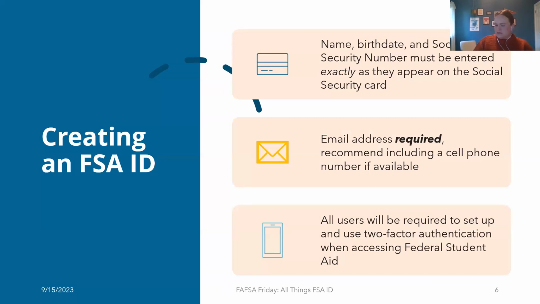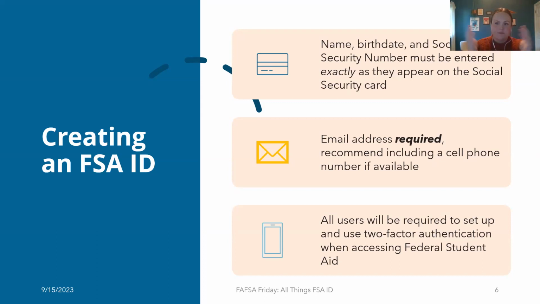So let's get into the nitty-gritty of really setting up an FSA ID and what it entails. The first thing that folks will be asked to enter is their name, birthday, and Social Security number. It's really important to note that all of this information has to be input exactly as it appears on the Social Security card.